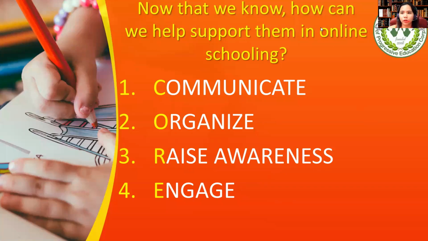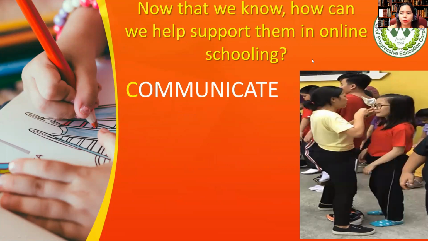Now that we know what to look out for, let us now see how we can support them in online schooling. So let us look at our acronym CORE. We need to C, communicate, O, organize, R, raise awareness, and E, engage. So what does CORE mean? The first one is we need them to communicate. That means every time that you are feeling fidgety or any time that you would want to do something, you need to communicate your needs. If you need a break, you need to tell your teacher. If you need to move forward to another activity, you need to notify your teacher.